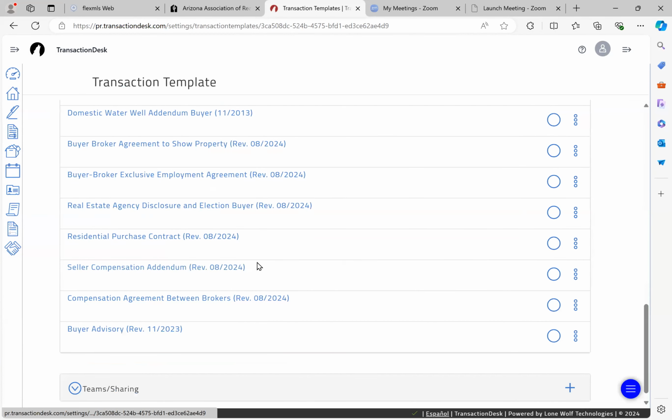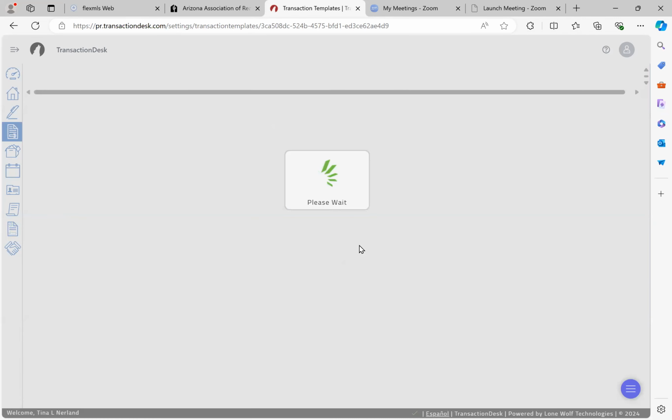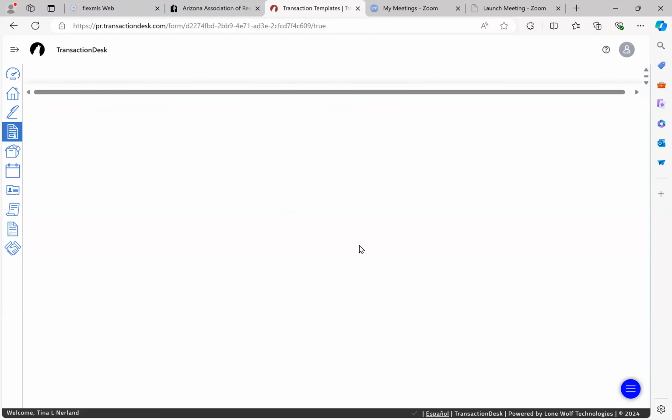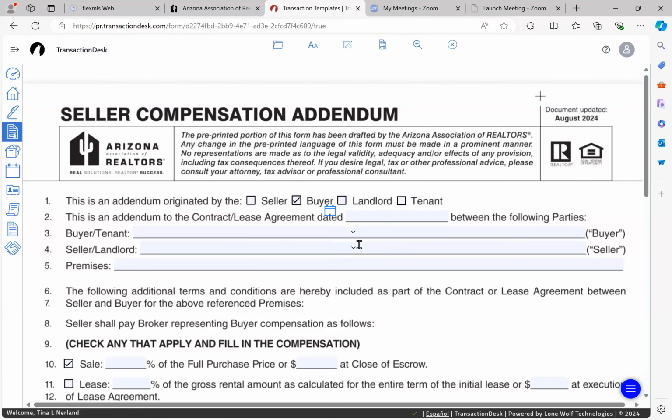Seller compensation addendum. This is probably the form that ProSmart will be not pushing, but asking you to use, because it really is the best form to negotiate your compensation. And the key word is negotiate, because it is negotiable. It is made part of the contract, and we all know that everything in a contract can be negotiated.